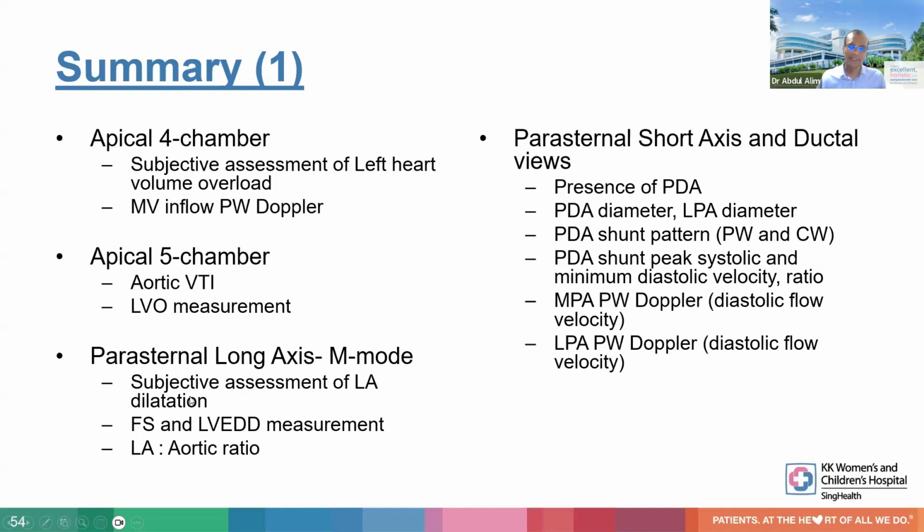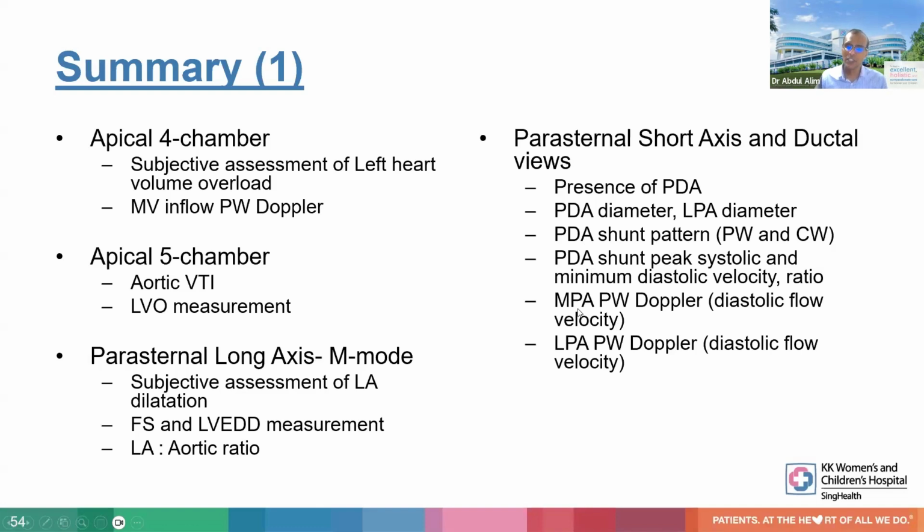Next, parasternal long axis view. In that, we can assess subjective left atrial dilatation, fractional shortening and LV-EDD on M mode, and the left atrium to aortic ratio using the M mode. Next, go to the parasternal short axis view and then the ductal cut. Check whether the PDA is present or not, and if the PDA is present, measure the PDA diameter, left pulmonary artery diameter, and the PDA shunt pattern, like I mentioned earlier, pulse wave as well as continuous wave if there is a high velocity, PDA shunt velocity, peak systolic velocity and minimum diastolic velocity.